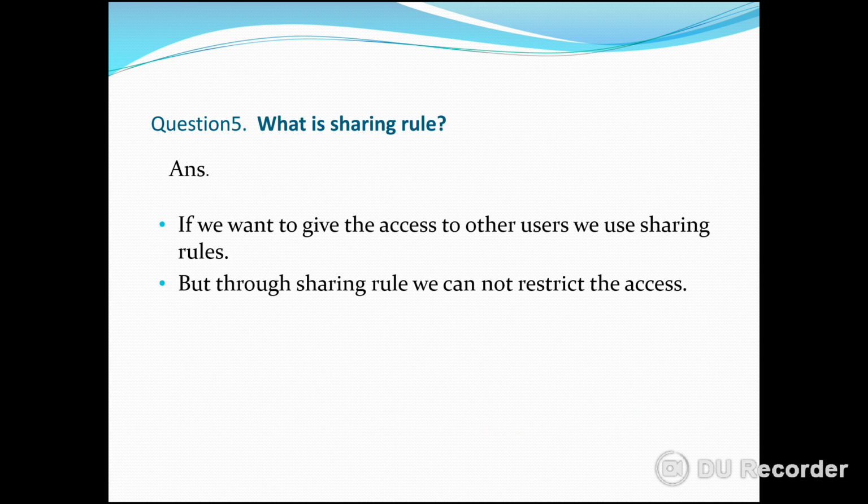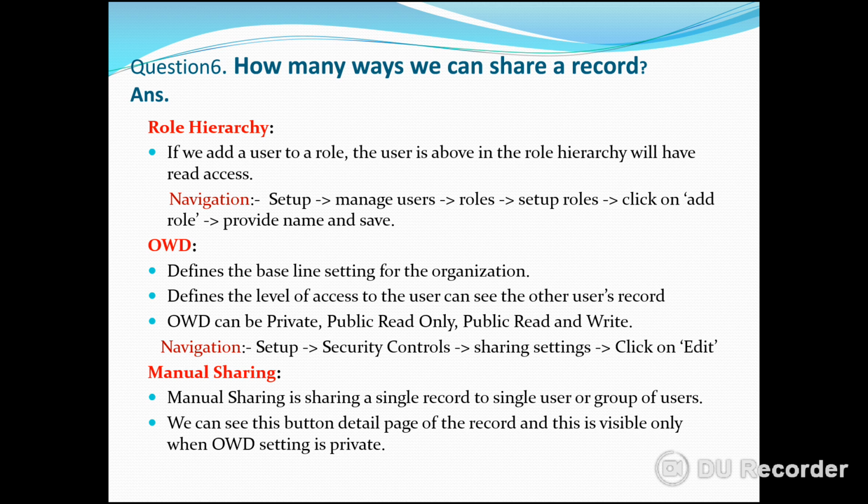Now fifth question, what is a sharing rule? If we want to give access to other users, we use sharing rules. But through a sharing rule we cannot restrict the access. So by sharing rule we can only give the access. So we can't restrict. Sixth question, how many ways can we share a record?